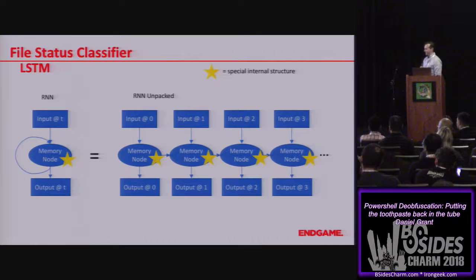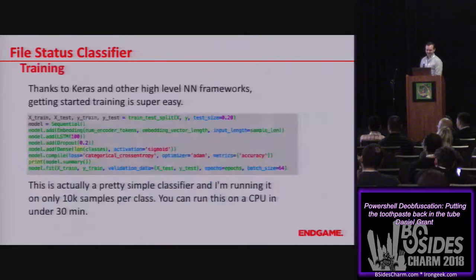So all those memory nodes have some little extra logic. That's where the forget gate, the input gate, all that stuff in that definition come in. Now, that sounds a little intimidating, and if you don't work with neural networks, they do look intimidating from the outside. But there are a lot of high-level neural network frameworks like Keras that make this super easy. So training this network, this is literally the code to do it. It's 9 lines, and one of those doesn't even need to be there.